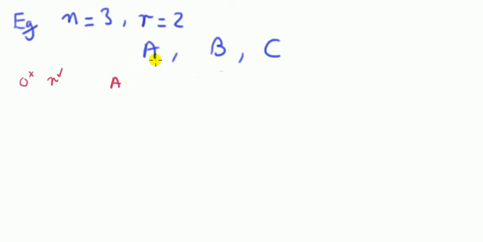Let's list all the ways we can select 2 from 3. AB is a possibility, AC is another possibility, BA is a possibility, BC is a possibility, CA is a possibility, CB is a possibility, without repetition. Now am I done? No repetition here, so there are no repetitions.